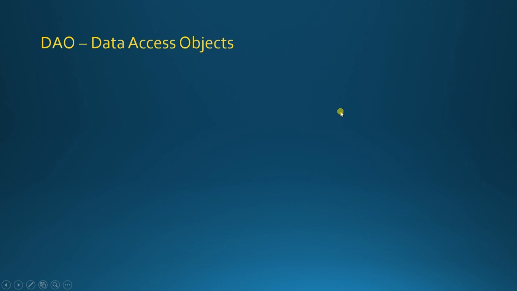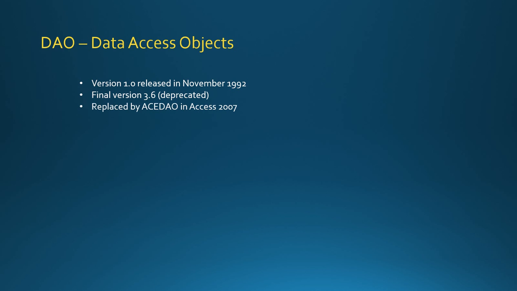Now, DAO stands for Data Access Objects. It was originally developed and released in 1992, and version 1.0 was released in November of 1992. The final version, 3.6, was released, I believe, in 2010, but don't quote me on that. I couldn't really find it out when I was researching it online. But it has been deprecated. You can still use it, but it's not really supported by Microsoft anymore. And that's because it was replaced by ACE DAO, which was released along with Access 2007.